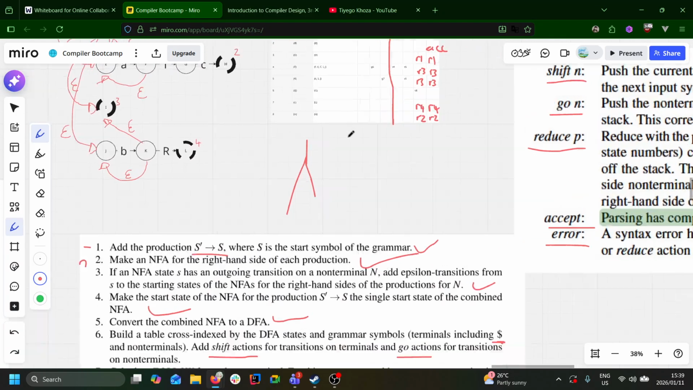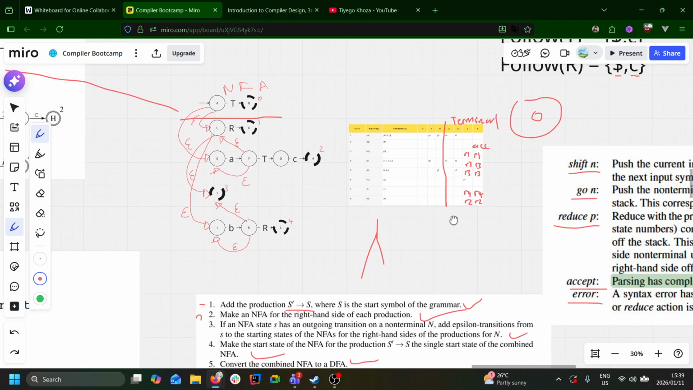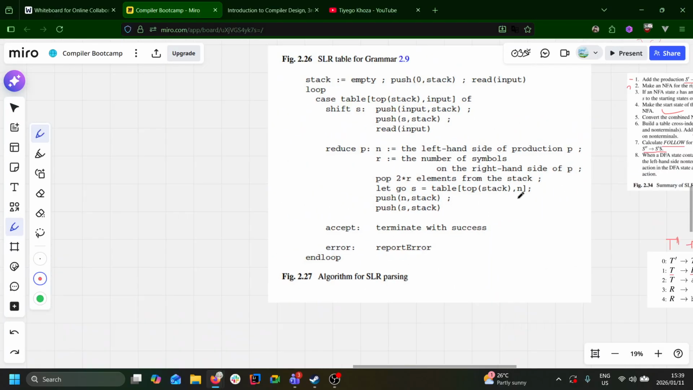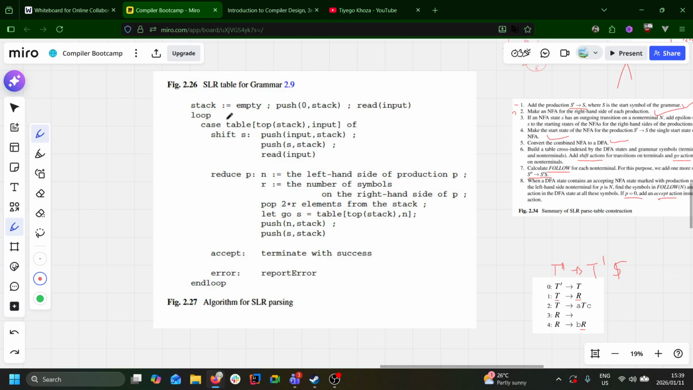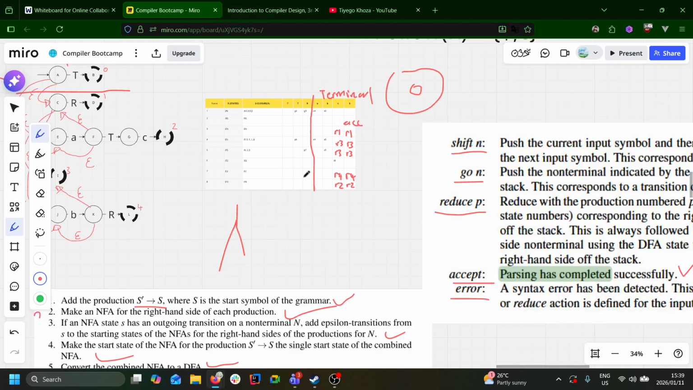But now that we have the table, what can we do with it? How can we use it to generate a syntax tree? That's very simple. You make use of an algorithm that can read the table. So this is the SLR table. This is the algorithm for SLR parsing, where you start off with an empty stack and you initially push state 0 into the stack. Then you read your input, which is usually your tokens, and loop through the table. This table over here is referencing our table over here.